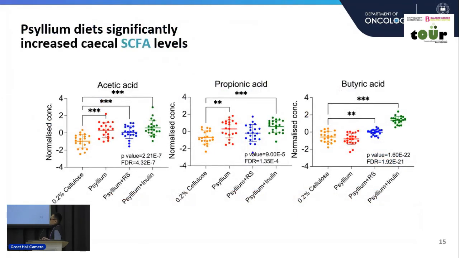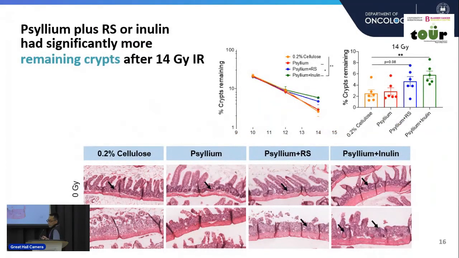So this is from the acute toxicity cohort. I can see high dietary fiber can significantly increase the short-chain fatty acid level, including acetate, propionate, and butyrate. And also in this crypt assay, the crypt is the basic functional unit of the gut. It is very sensitive to radiation. It turns over every 3 to 5 days. As we can see, only at the very high dose of radiation, psyllium plus resistant starch and inulin can increase the remaining crypts, which means that these two high fiber diets can protect the gut from high dose radiation.